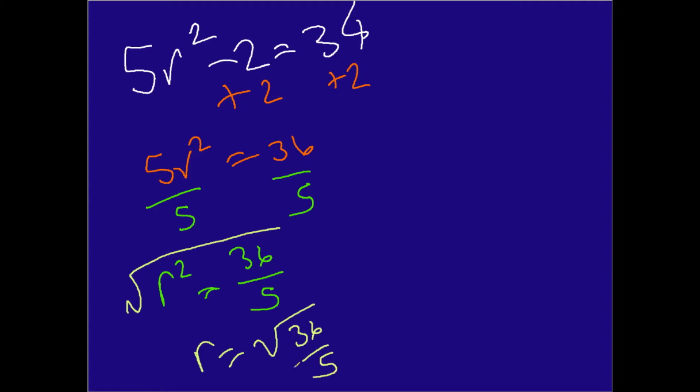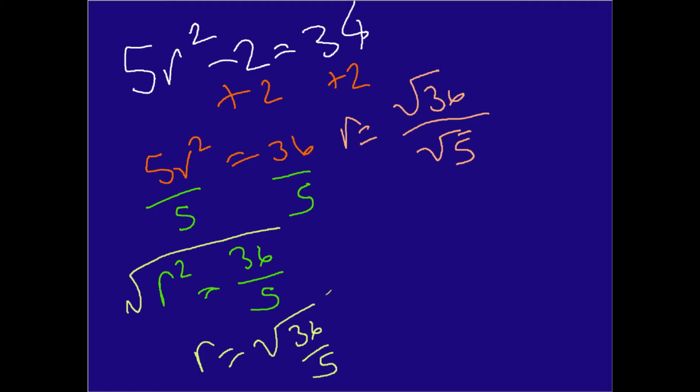Not quite done yet. I need to rewrite this, and then I need to rationalize the denominator. So see if you can follow what I do here. We have r equals the square root of 36 over the square root of 5. It's the same as the values down here, an equivalent expression, if you will.